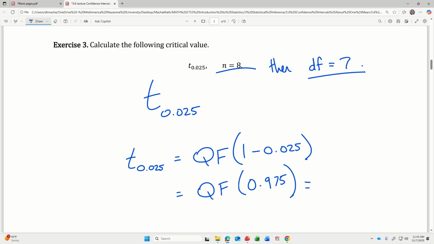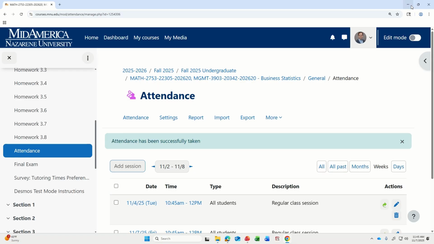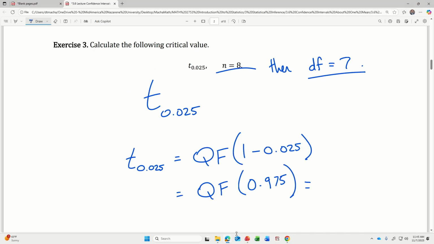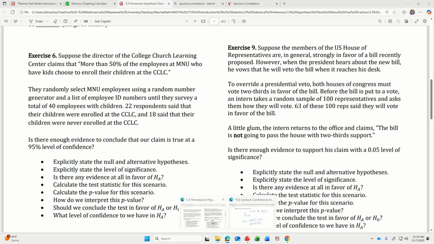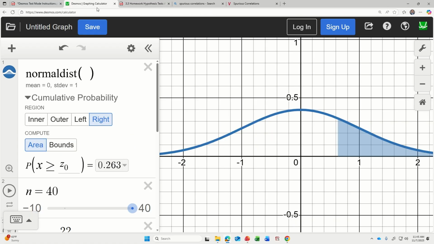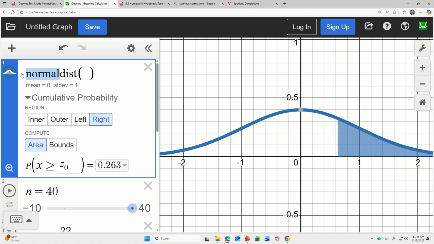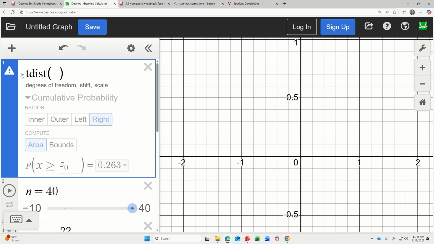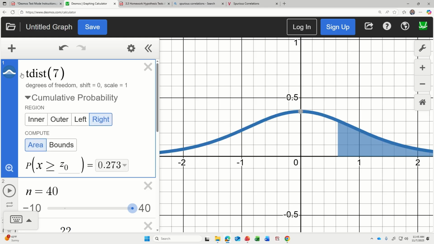And let's do this in Desmos. 0.975, with 7 degrees of freedom. Do we not need the absolute value? Oh, yeah, you don't have to now that we have Desmos. We were doing that because we were dealing with the tables. But in Desmos, what you do is you say, I want a t-distribution, and then I have 7 degrees of freedom. So the degrees of freedom goes inside the parentheses.